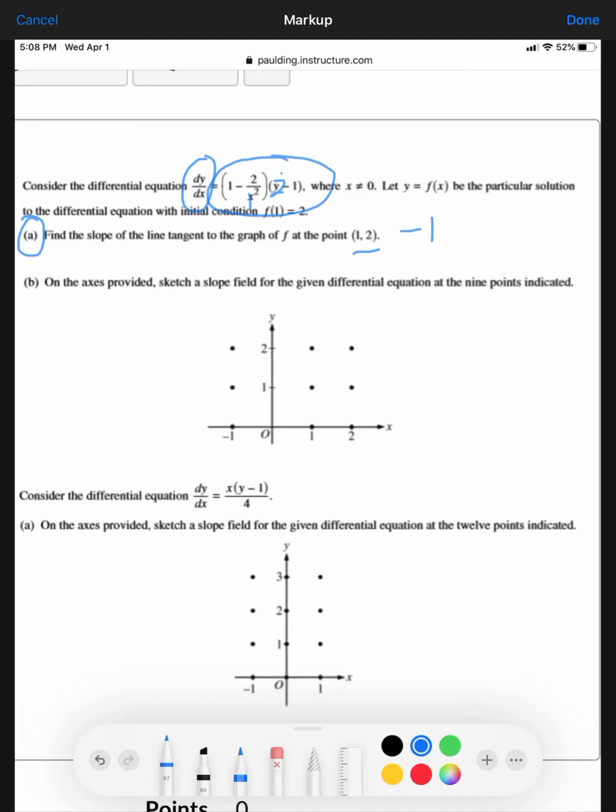And then part B, they want you to sketch the slope field for the points that they give you. So we've already done one of them, (1, 2). Right here at (1, 2), we have a slope of -1. So we'll make a little mark indicating a negative slope. That's the way a negative slope would turn, right? Let's pick another one at random.